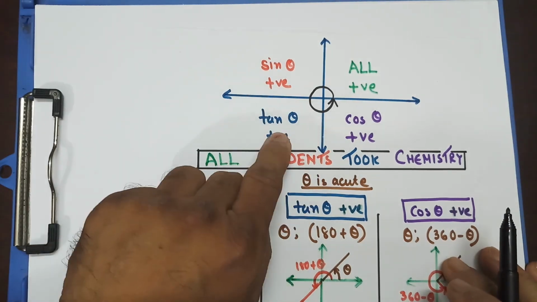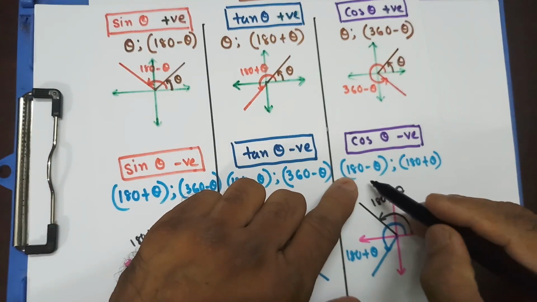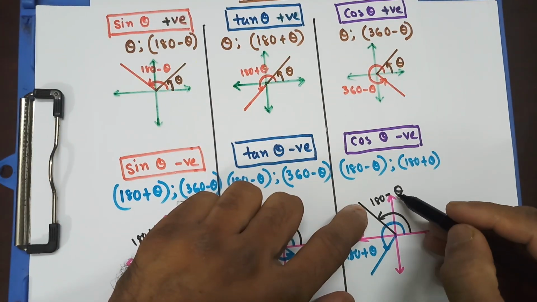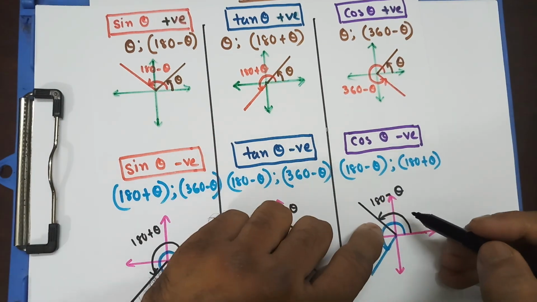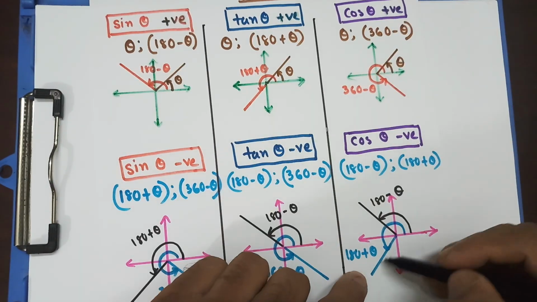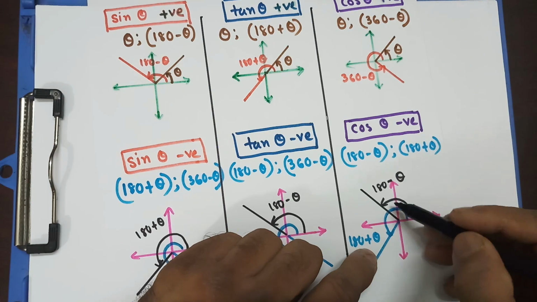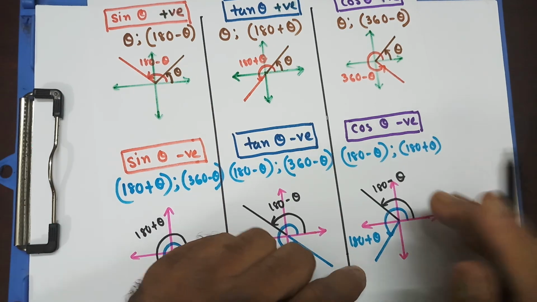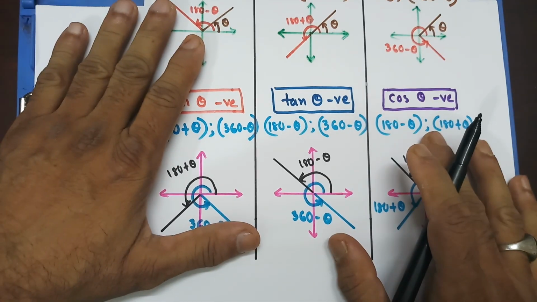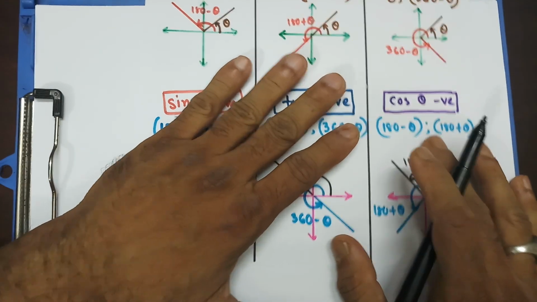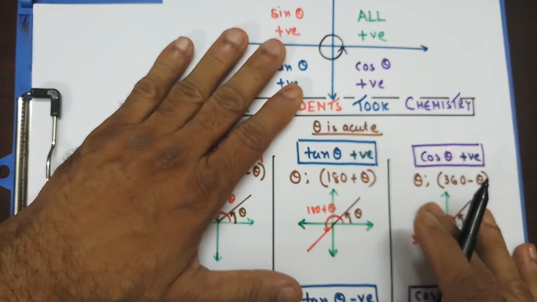And cos is negative in the second quadrant and the third quadrant, so that's going to be 180 minus theta, that's the black coloring, in the second quadrant, and the bluish color is 180 plus theta, in the third quadrant.